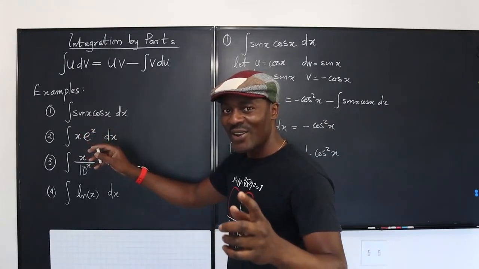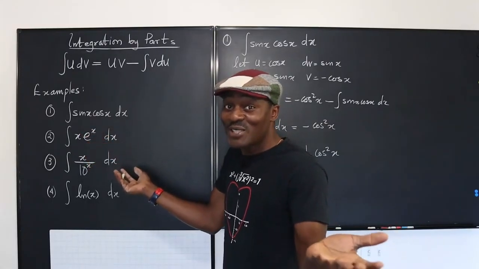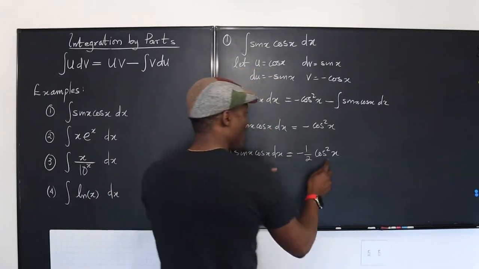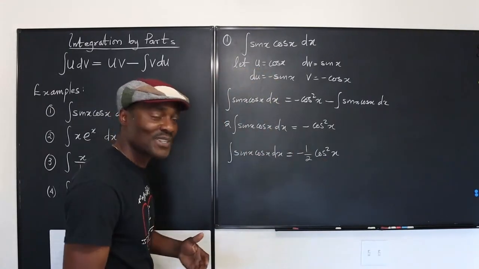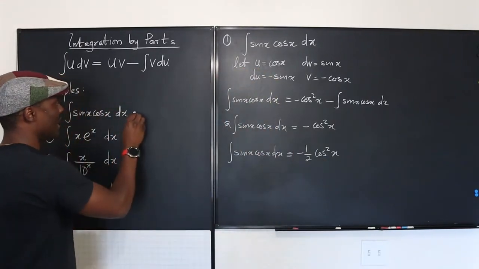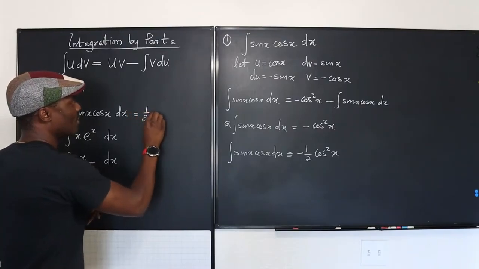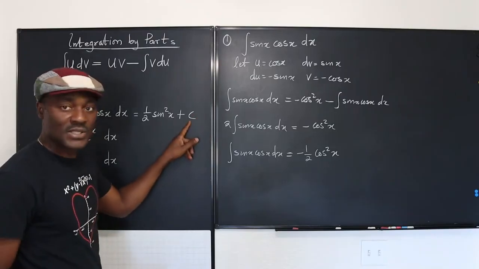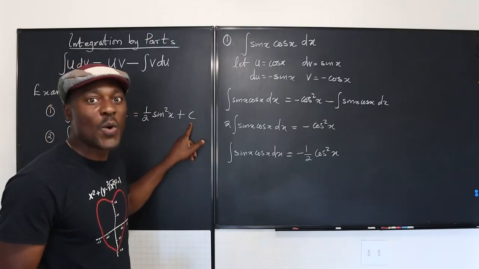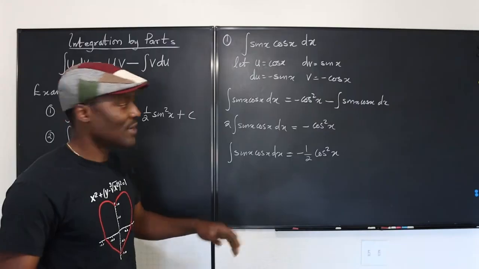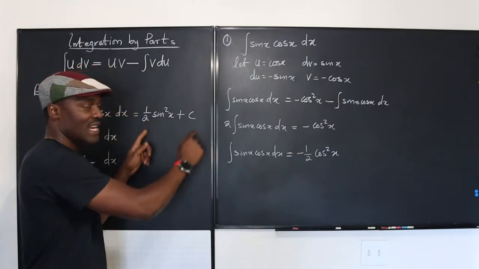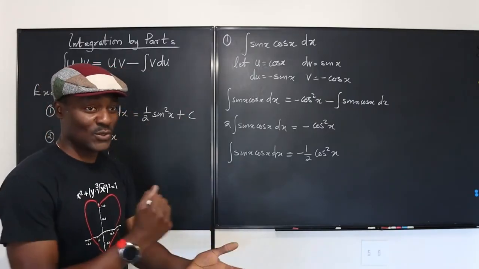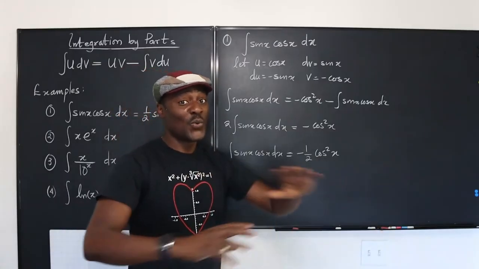But wait, remember, we can do the Pythagorean substitution and transform cosine into sine, and let's see what's going to happen. Remember, our answer in this case was equal to 1/2 sine squared x plus c. Remember, this c was a constant, we don't know what c is. C could be anything. Because remember, when you take the derivative of anything like this, the c disappears, whether it's 1 or 2 or -5 or whatever.